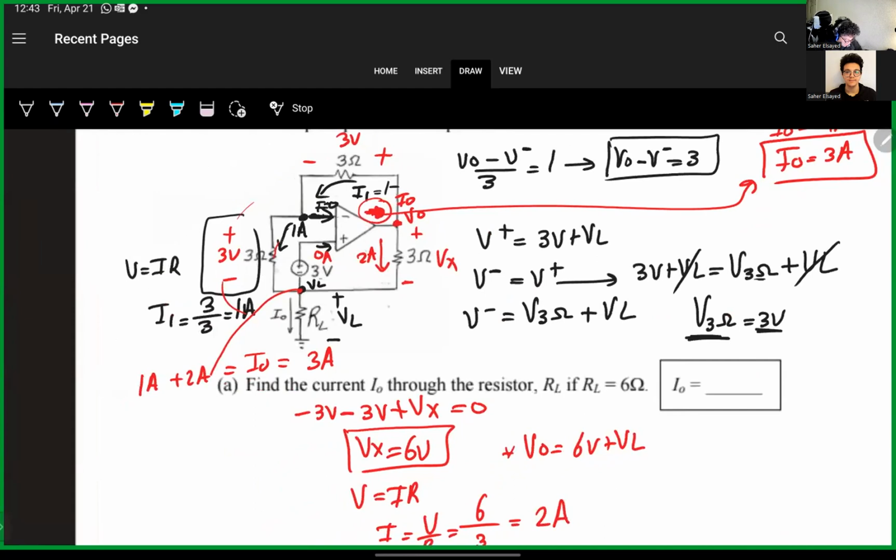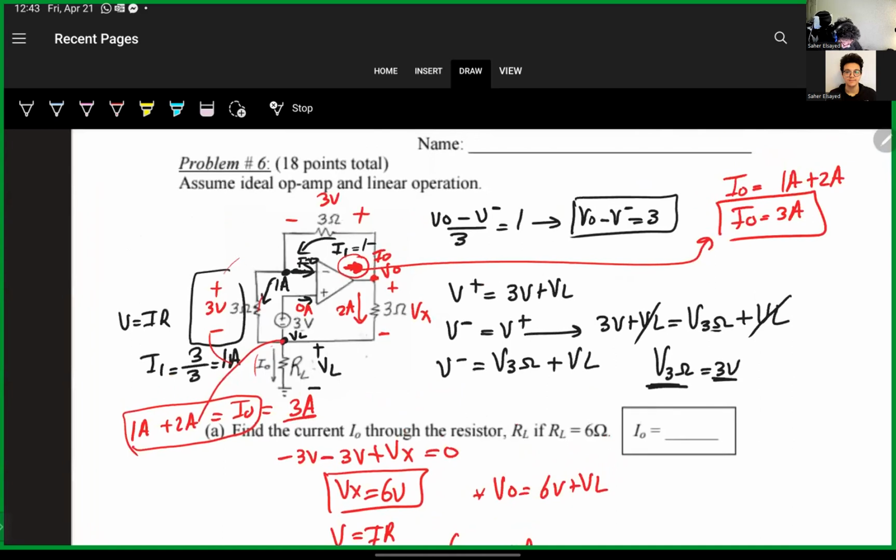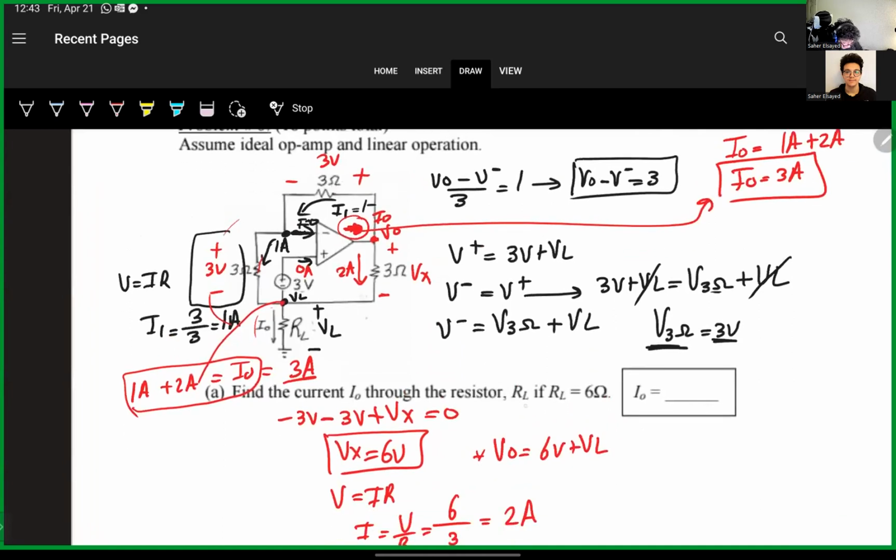And I know this one is also 1 amp. Those two are going into the node, and this one is going outside of the node. So you add both of them and you get 3 amps going out. So what is the question asking? Find IO through the resistor RL. So we figured out the resistor current now as 3 amps.